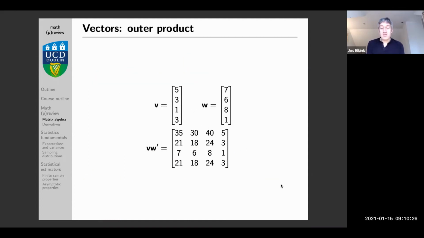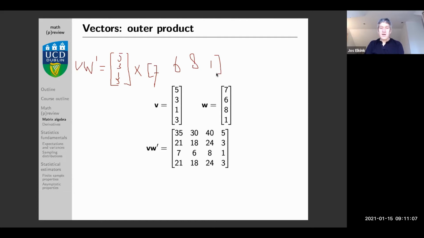Now, the outer product is a good bit more work to write down. So here, instead of having V transpose times W, so a row vector times a column vector, we have V times the transpose of W, which means we multiply a column vector with a row vector. So V W transposed is equal to a column vector 5, 3, 1, 3 times a row vector 7, 6, 8, 1.